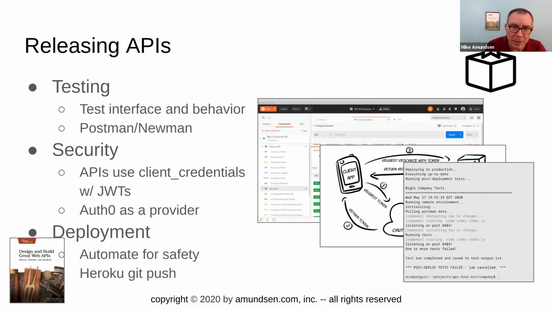Testing the interface and behavior with Postman, using client credentials with JSON Web Tokens with my Auth0, and automating your deployments, for example with Heroku git push, are all steps in that releasing space. And again, remember that this releasing might actually be going on with a different team than building. Some of us are full stack developers, some of us work on a team that has a member for every step along the way, but others have to pass it off. So that's a part that we have to deal with.